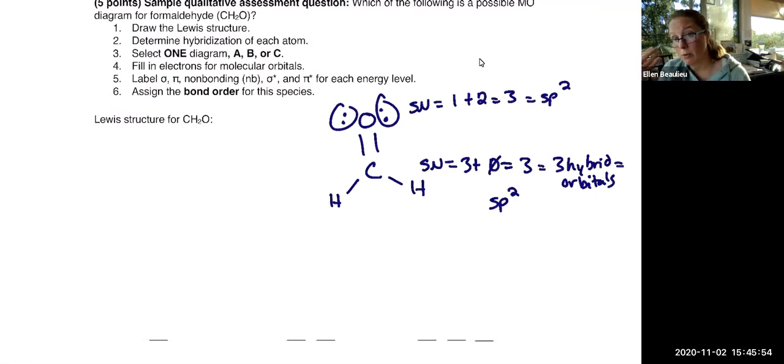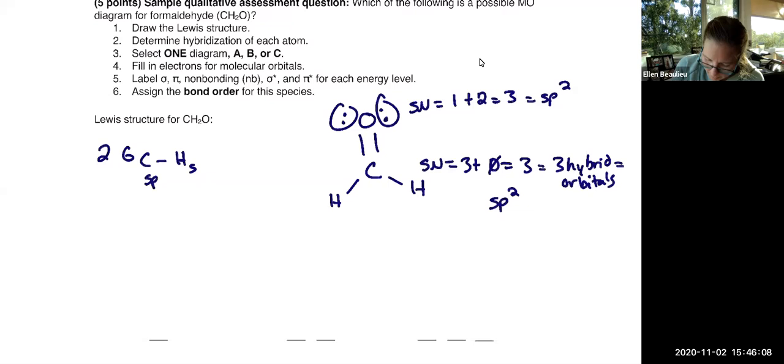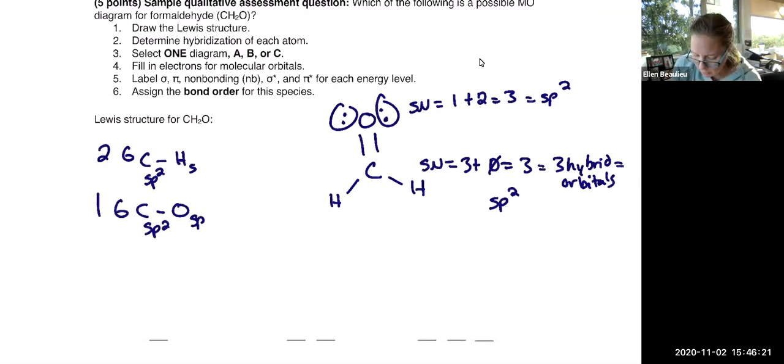So maybe if you didn't do so before you tried to solve this problem, pause the video and do it now. What types of bonds are present in this molecule? Well, I have 2 sigma carbon-hydrogen bonds formed by the sp2 orbitals on carbon overlapping with the s orbitals on hydrogen. I also have 1 sigma carbon-oxygen bond where the sp2 orbital of carbon is overlapping with the sp2 orbital of oxygen. There are a total of 4 bonds in this molecule, so far I've listed 3. The remaining bond is a pi bond between carbon and oxygen.